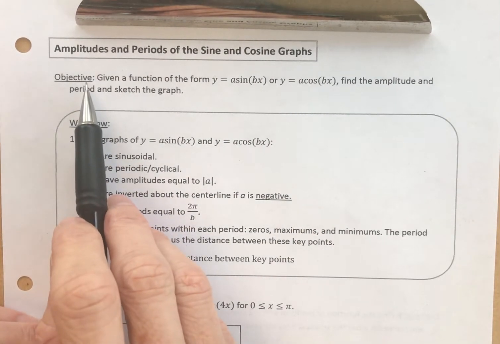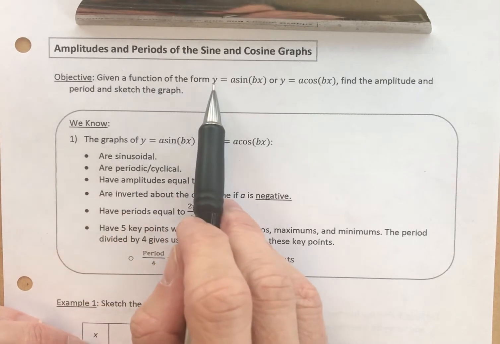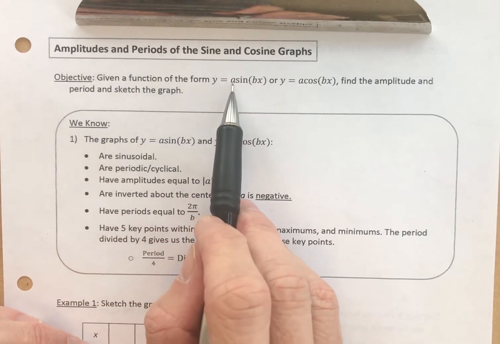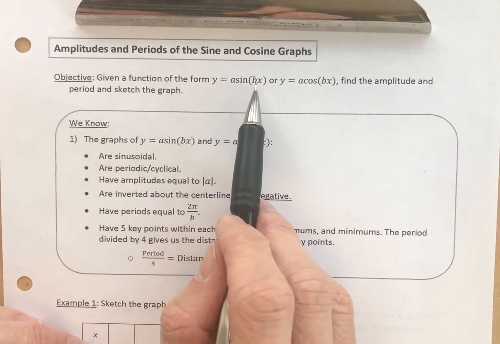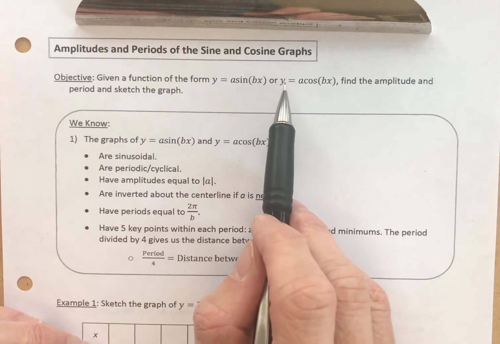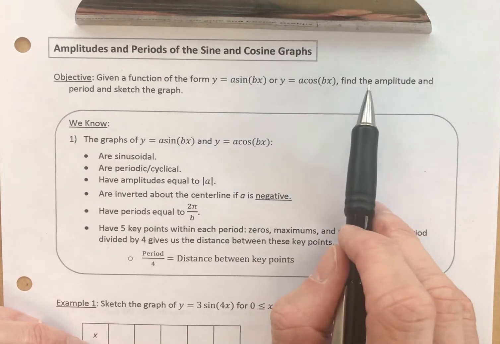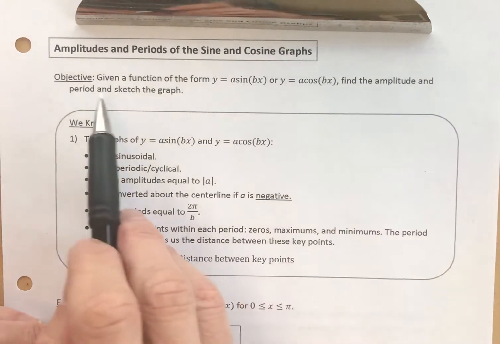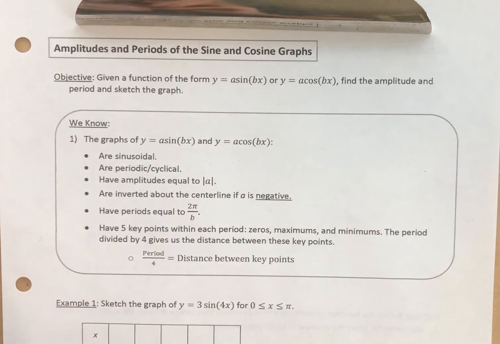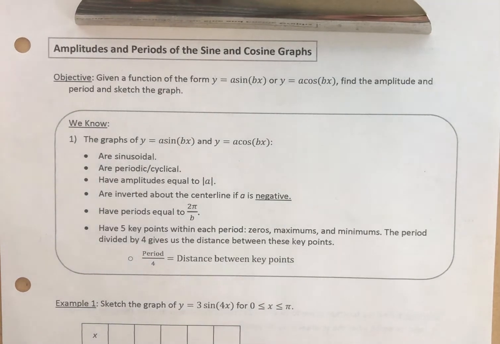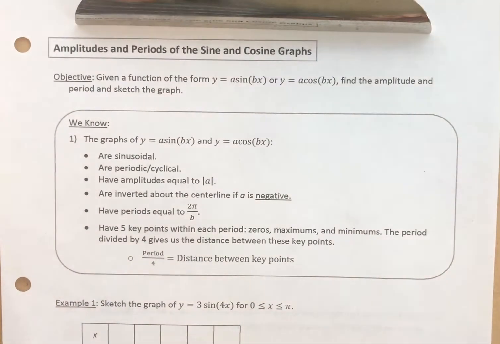Our objective: given a function of the form y equals a times the sine of bx, or y equals a times the cosine of bx, we want to find the amplitude and period, and we want to sketch the graph. And we're going to make use of Desmos as well to see what we come up with.